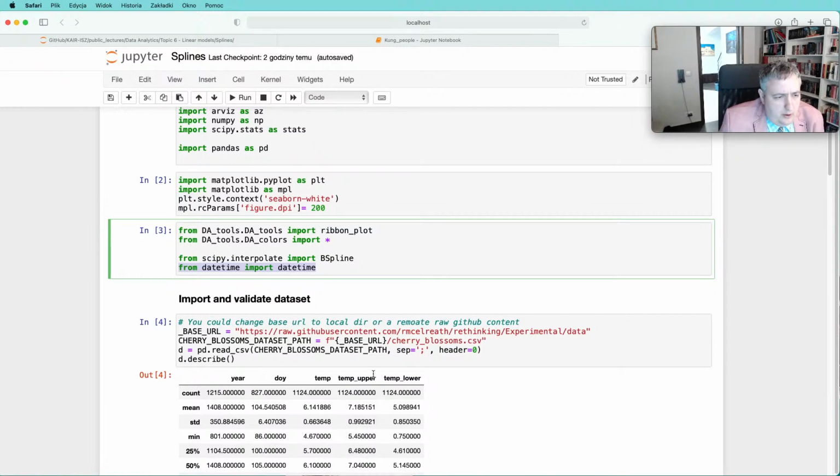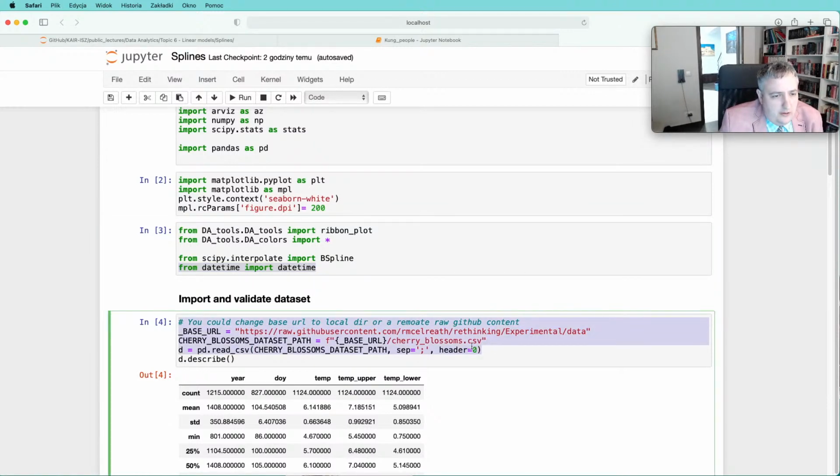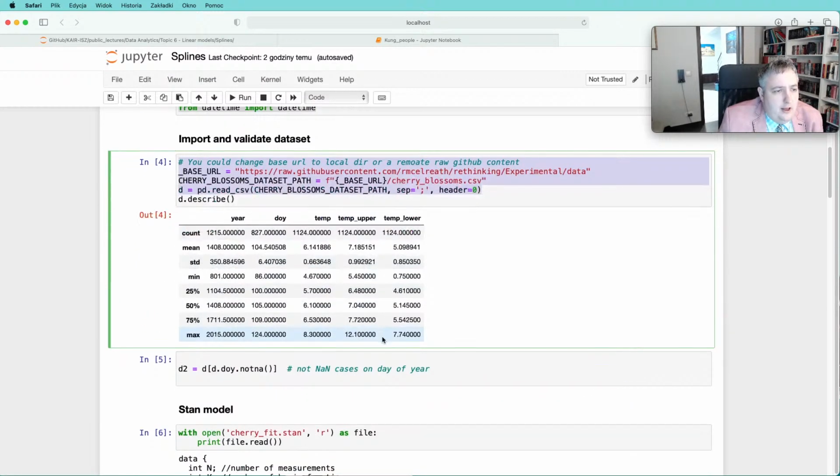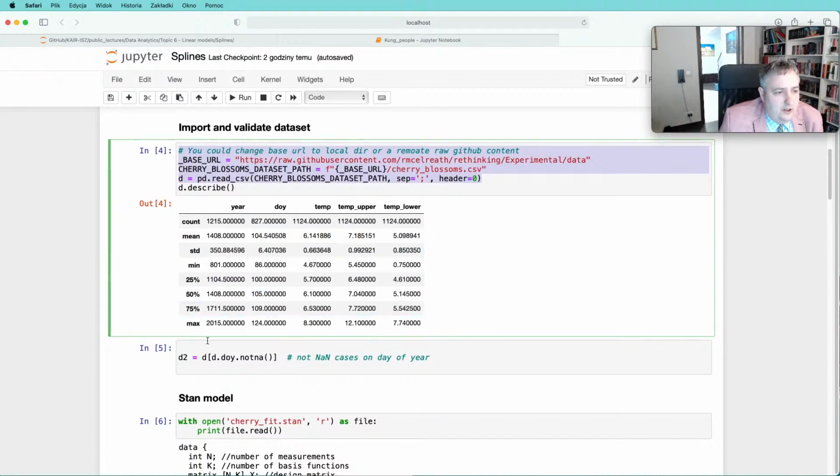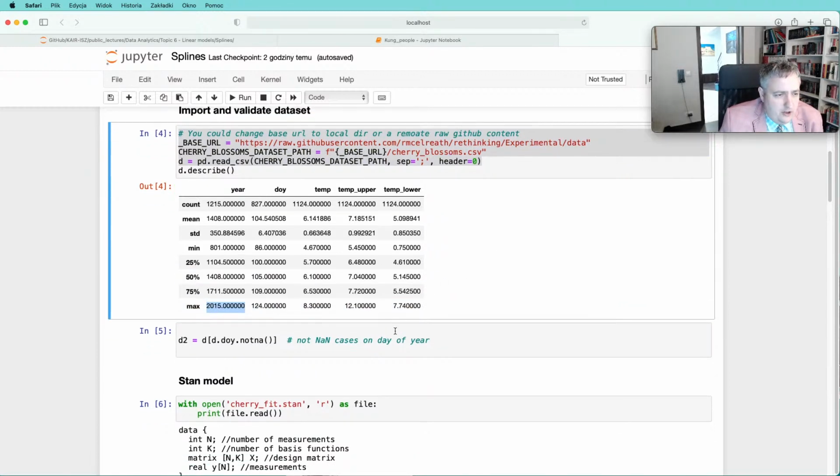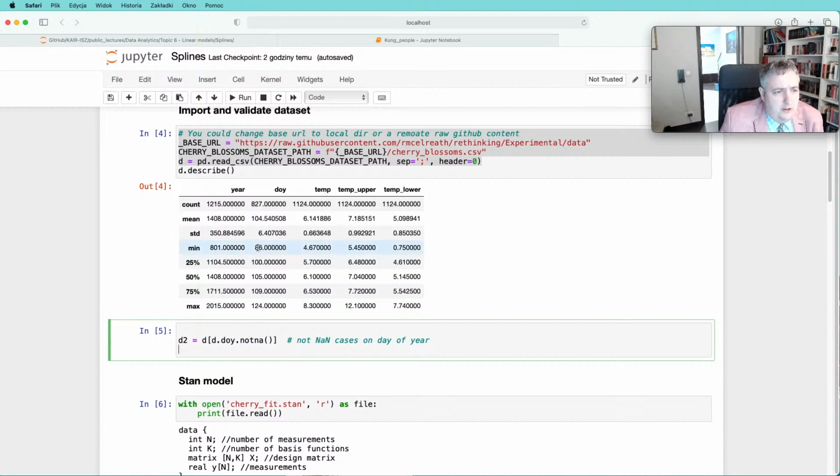In case of plotting, we again get data from McElreath's GitHub repository. As you can see, the minimal value is year 800 and the maximal value is year 2015, so we have over 1,000 years of observations. We are interested in the day of the year.